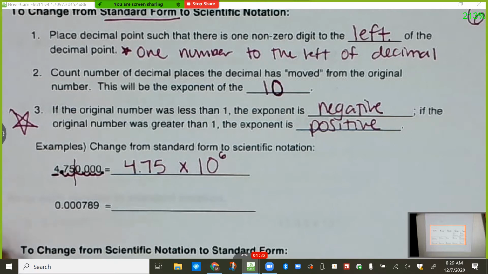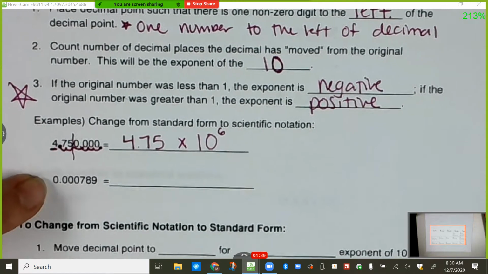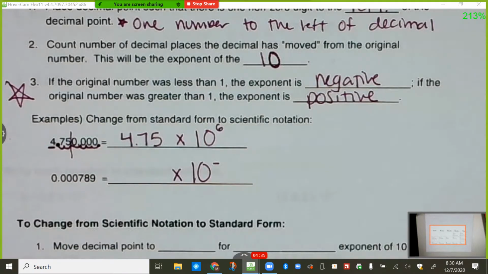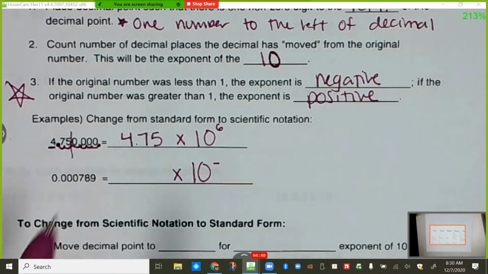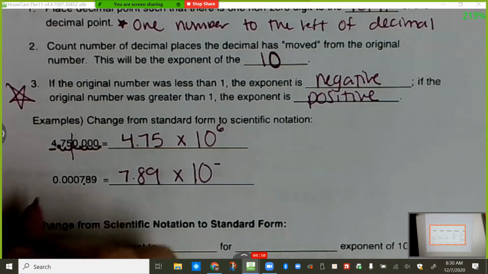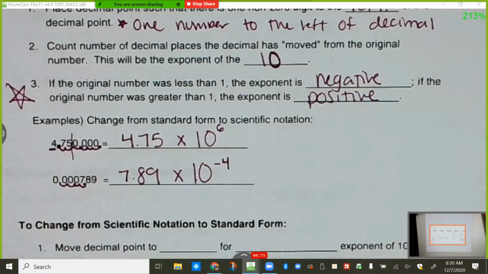The nice thing about when they're smaller than 1 is you know where the decimal is. It's super obvious. Okay? Now, I know that this is going to be to a negative power, so I'm going to go ahead and put the negative there so I don't forget. Where do I want the decimal to go on this one? Between the 7 and the 8. So I'm going to have 7.89, and I'm going to move it 1, 2, 3, 4 times. So it's to the negative 4 power.